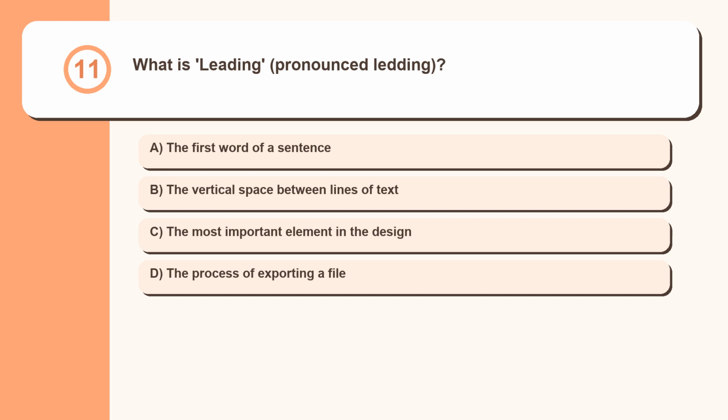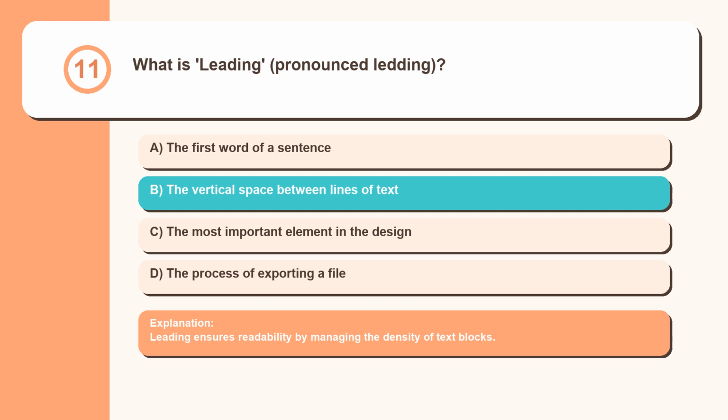Question 11. What is leading, pronounced "ledding"? The first word of a sentence, the vertical space between lines of text, the most important element in the design, the process of exporting a file. Leading ensures readability by managing the density of text blocks.